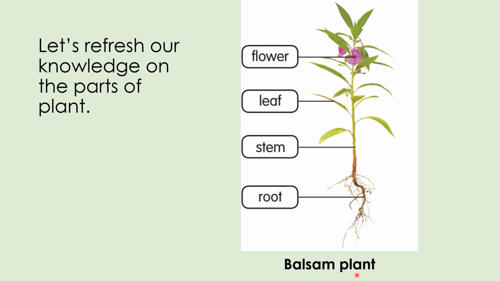A balsam plant has flower, but not all plants have flower. All plants have leaf, stem, and root, but not all plants have the same type of leaf, stem, and root. So, for today, we are going to learn about the characteristics of different parts of plant.